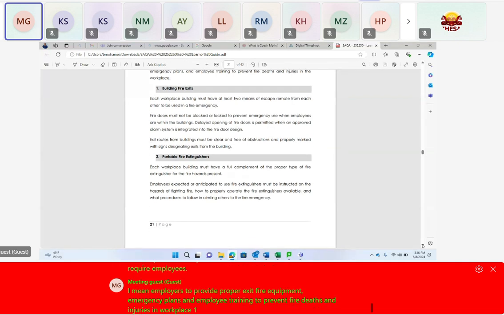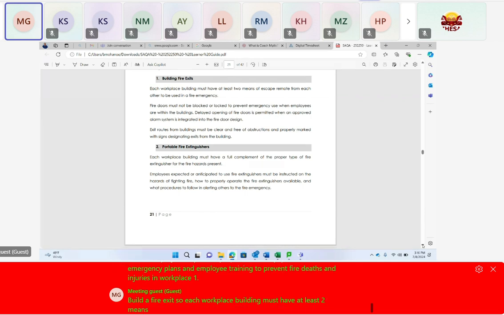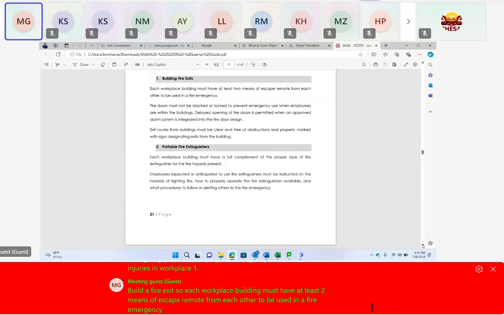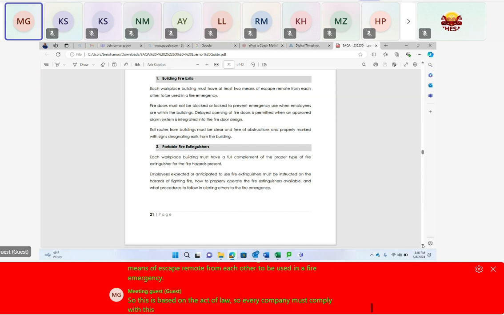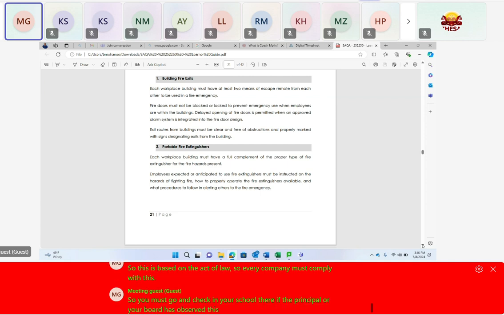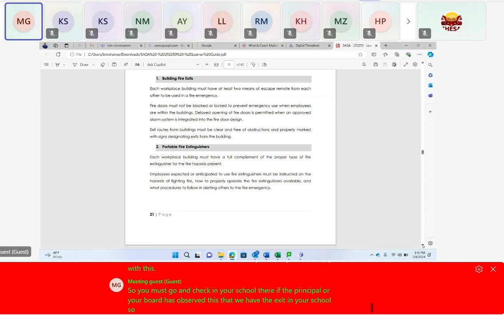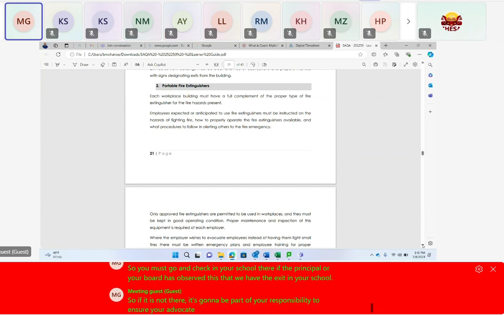One, building a fire exit. Each workplace building must have at least two means of escape remote from each other to be used in a fire emergency. This is based on the Act of law, so every company must comply with this. You must go and check in your school if the principal or your board has observed this, that we have the exit in your school. If it is not there, it's going to be part of your responsibility to advocate for it.